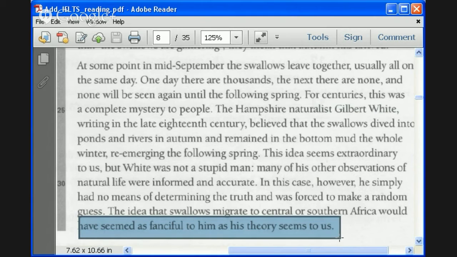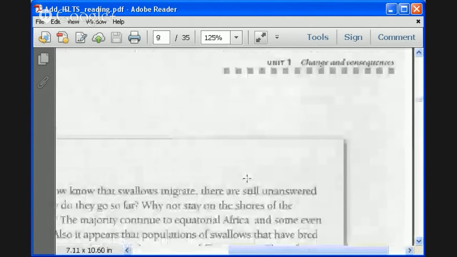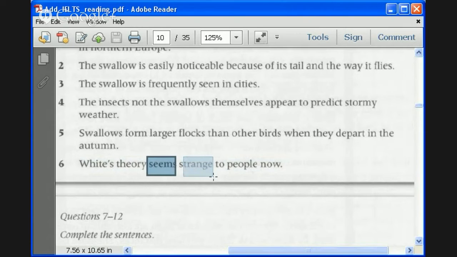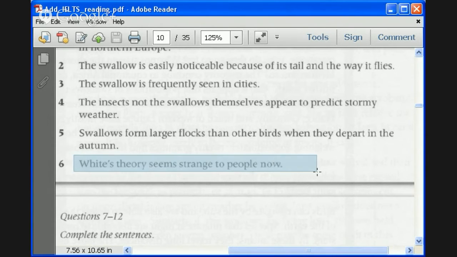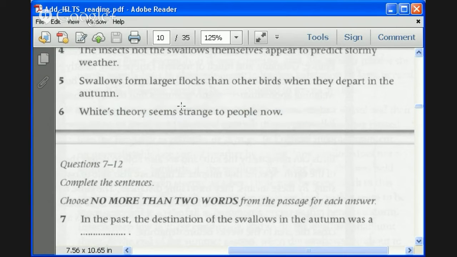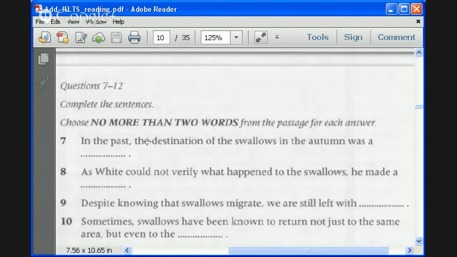I think you picked the key phrase. His theory seems fanciful to us. Very good. Seems, the verb matches. Strange and fanciful, yes, those are synonymous. White's theory, that's definitely stated. So, true. It matches up. Once again, I'm taking extra time to consider subject, verb, object. The object here is not really an object noun. It's an adjective. You've got a linking verb and an adjective here, but still, they match up. Great. Nice job, Raphael. I think you got it.